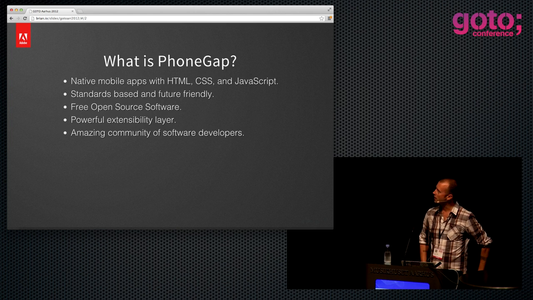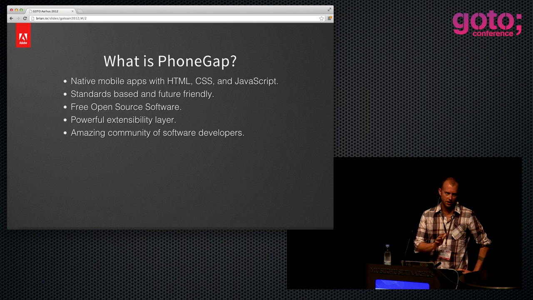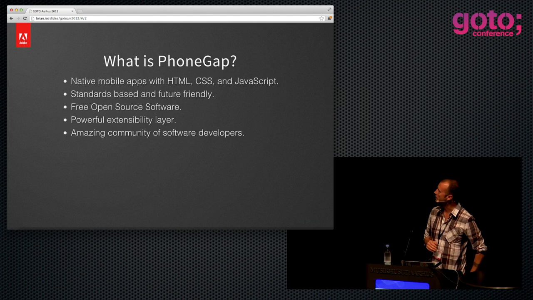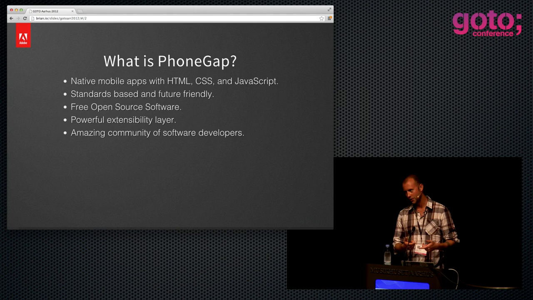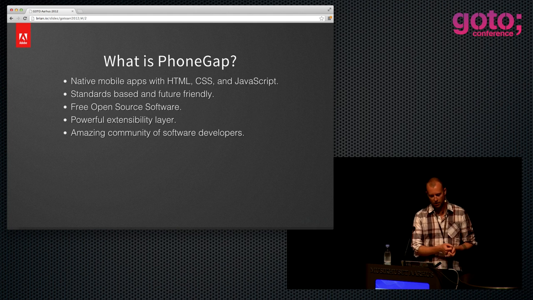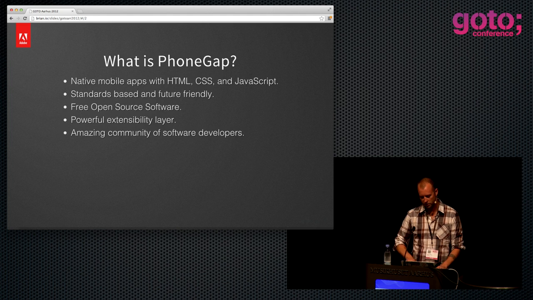And something we realized in the last year is that it's a really powerful extensibility layer. And so we didn't set out to build this thing this way. We actually just kind of made a mistake, and now people like it. So the extensibility layer is how PhoneGap talks to the native code side. And other people are using it. And of course, it's a huge community of software developers. I think our latest numbers are that PhoneGap's been downloaded like 1.3 million times. So that's quite a bit.